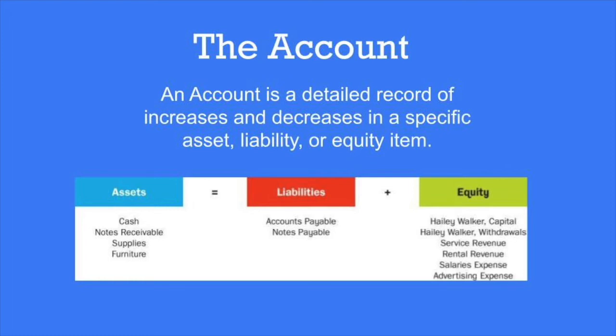Accounts for liabilities, typical ones would include accounts payable and notes payable. These are payables, meaning that they're owed outside the firm. It's something that the business has to pay later on. So these would be considered as liabilities.